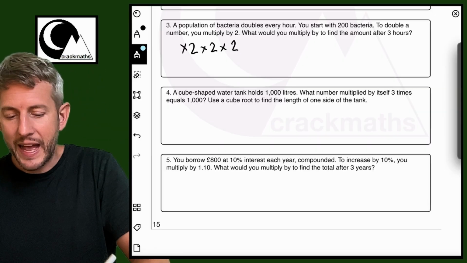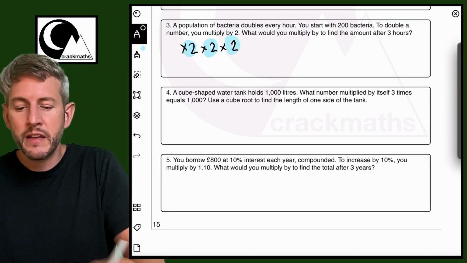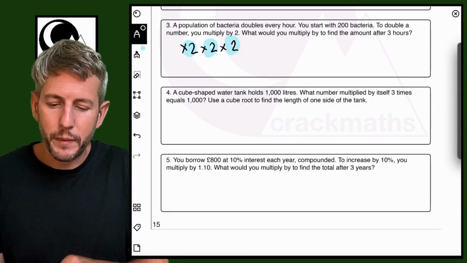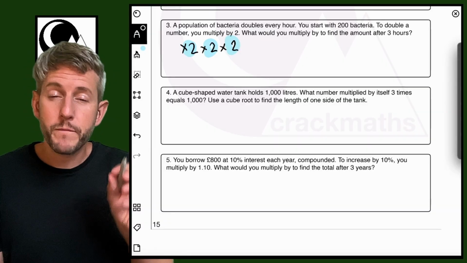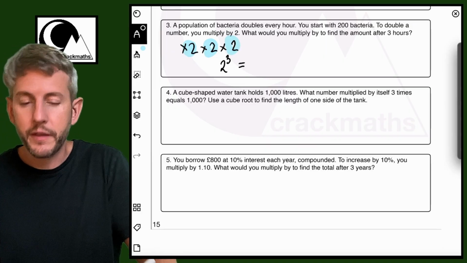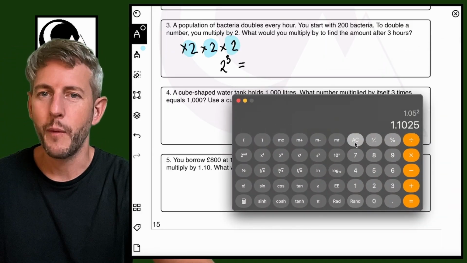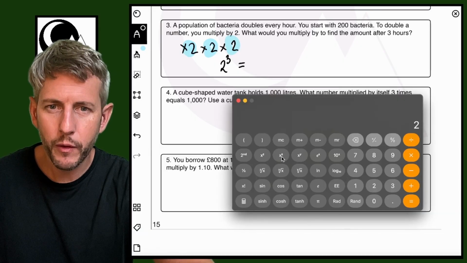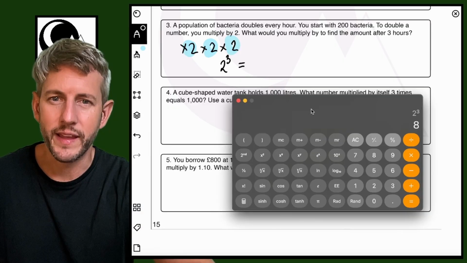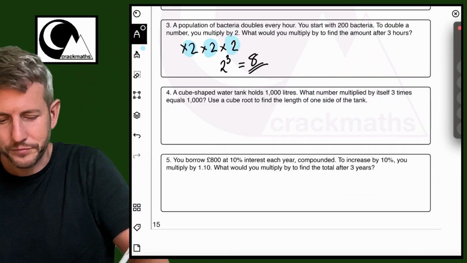So this bit is hour 1, this bit takes us to hour 2, and this bit takes us to hour 3. So what we're really looking at here is the single value that we're multiplying by is 2 times 2 times 2, which is 2 to the power of 3, which we can work out on our calculator, or you might know it anyway. 2 to the power of 3, here we go, we've got the handy cube button there, and that will equal 8. There we go, so equals 8.